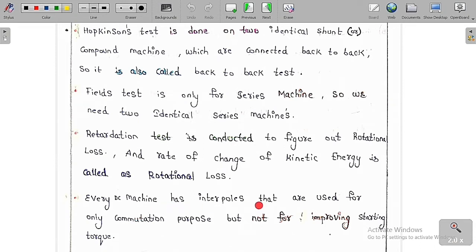So every DC machine has interpoles that are used only for commutation purposes, but not for improving the starting torque. As I already told you, they are basically used for neutralizing the armature reaction, the cross magnetization effect under the interpoles, and also to improve the commutation process, but they have no effect on improving the starting torque.